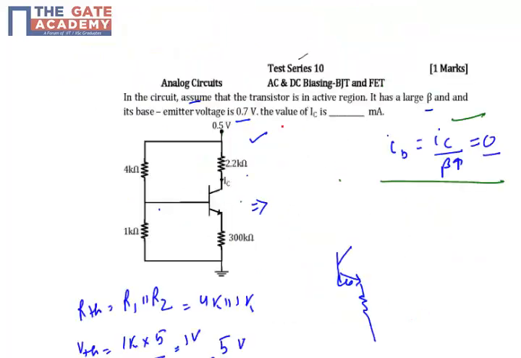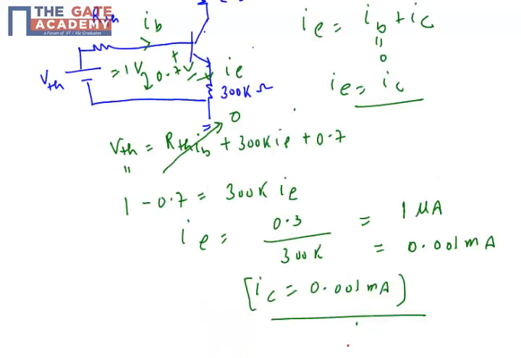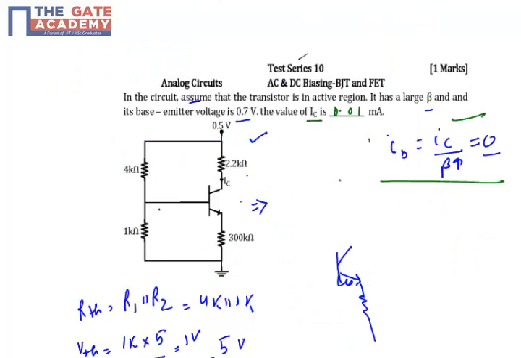Friends, question says find out the IC value in milliamperes, which is 0.001 milliampere. Thank you.